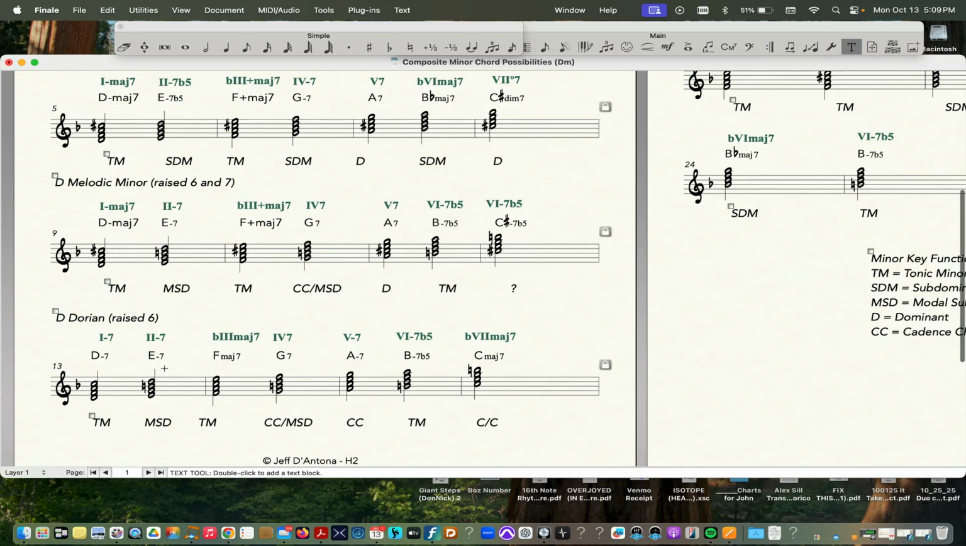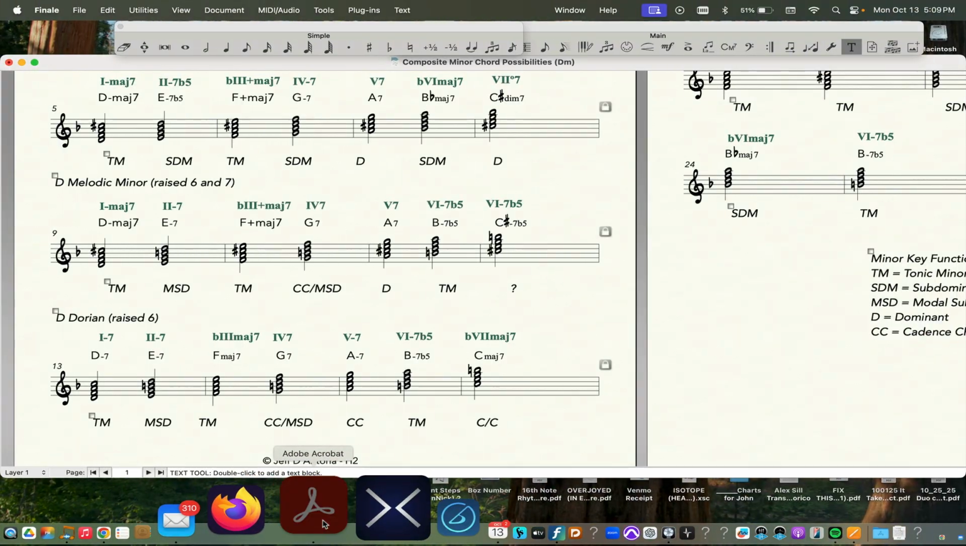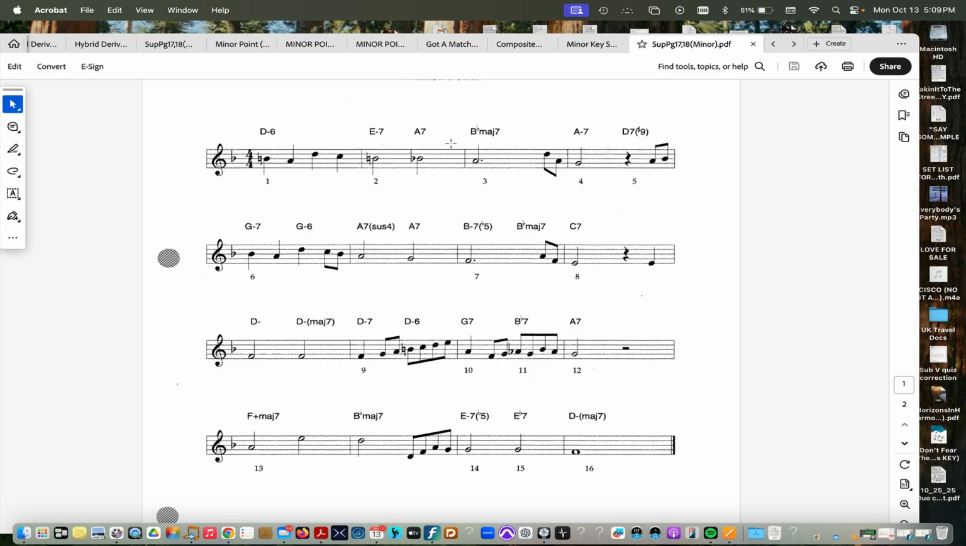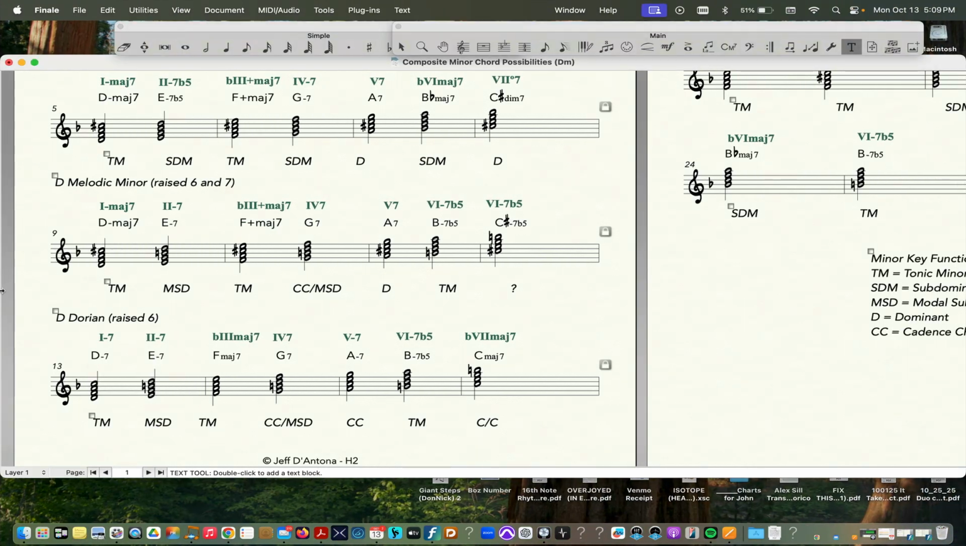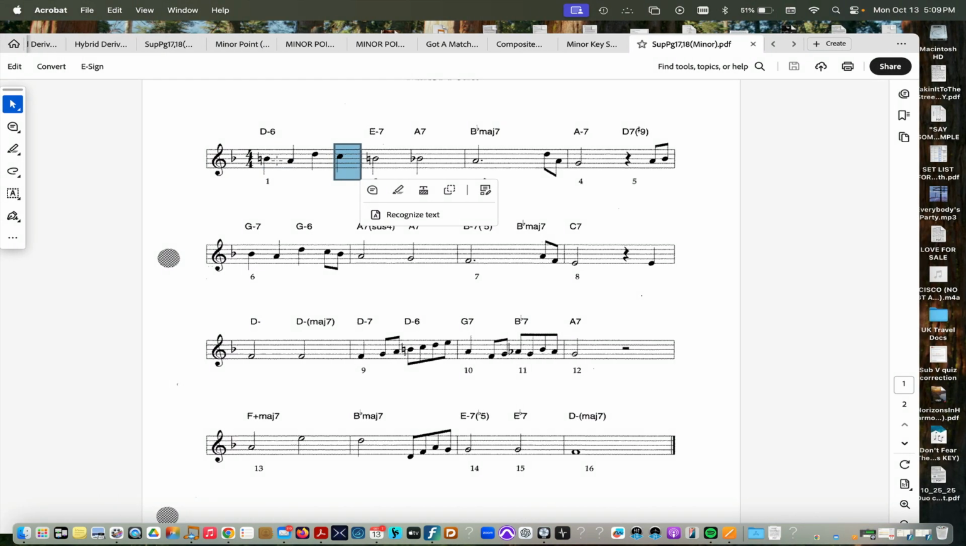So the question is, what other notes are in the melody? If you look at the melody again, not only is there a raised 6, but there's also a flat 7. So that means it has to be Dorian, because Dorian has a raised 6 but a flat 7, whereas melodic minor has both a raised 6 and a raised 7. So the answer there is going to be Dorian, right? Because the melody is giving you that clue.